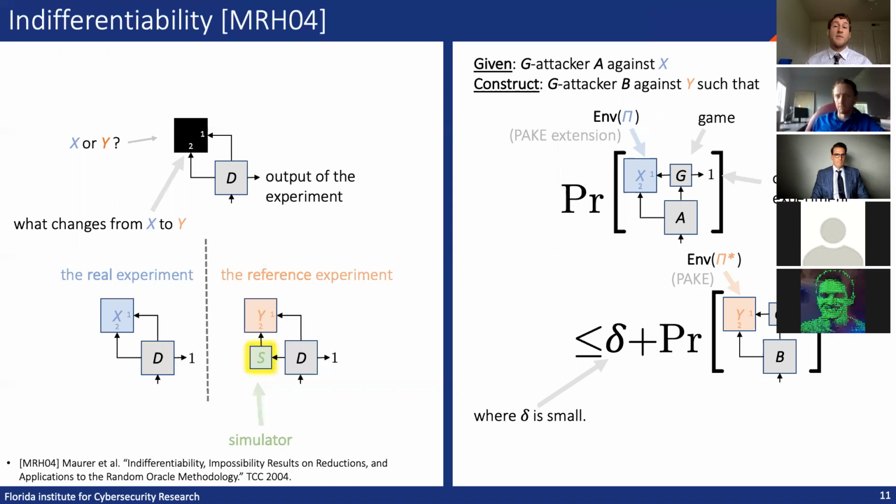Now, in the reference experiment, the adversary's access to the system's second interface is mediated by a simulator S. So the simulator's job is to trick the adversary into believing that it's interacting with the real system when in fact it's running in the reference experiment. So the system's second interface is meant to formalize what changes from the reference system to the real one.